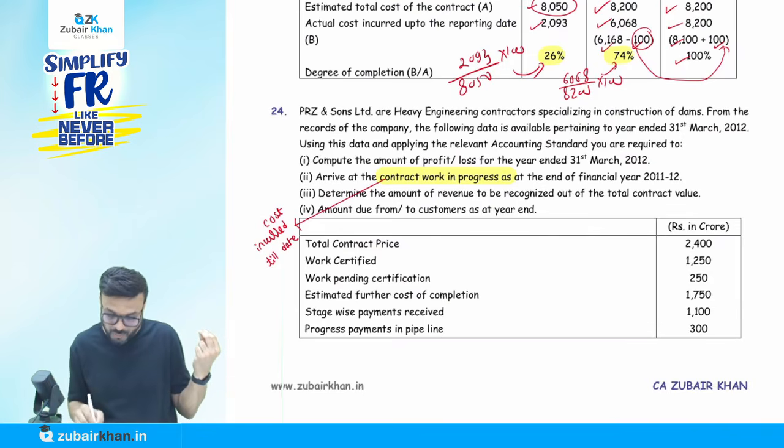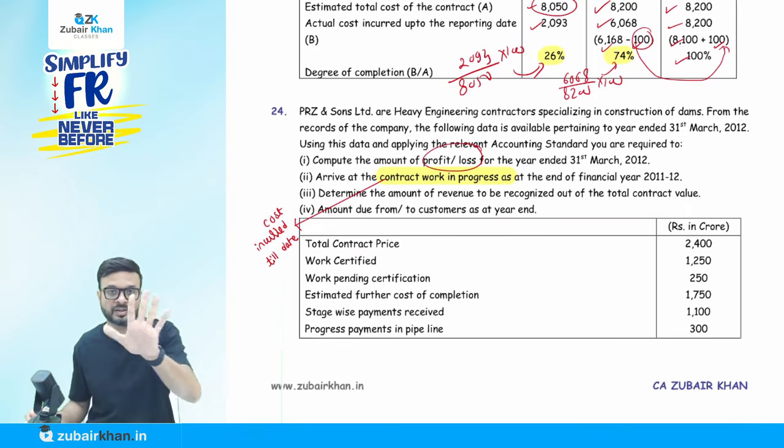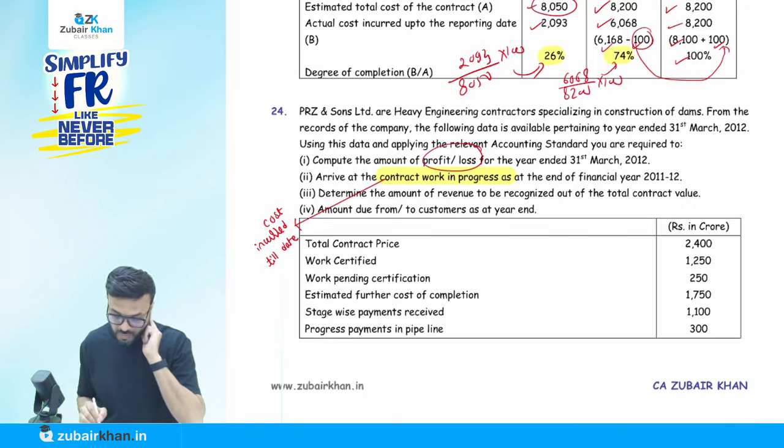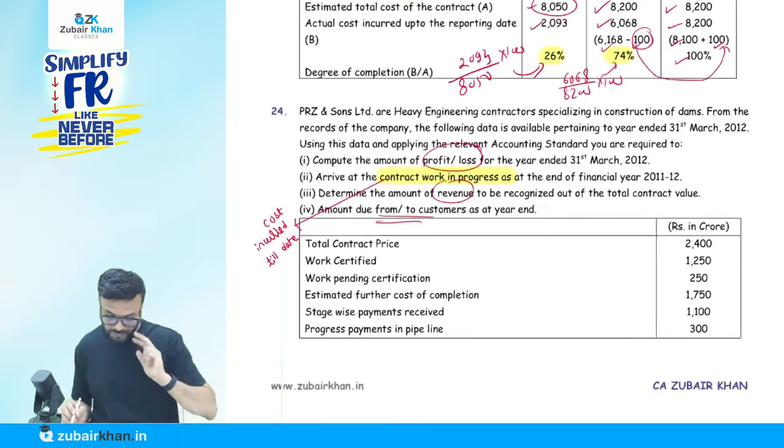So they are asking only not to prepare the P&L, they just want to know how much profit or loss that year. Okay, anyway, I will come to that. Now they ask how much is the contract work in progress. There is a cost incurred till date, and they want the amount of revenue to be recognized, and then an amount due to or due from. Do you remember, as I told you, these disclosures are due to or due from. Now, they say the total contract price is 2,400 crore.